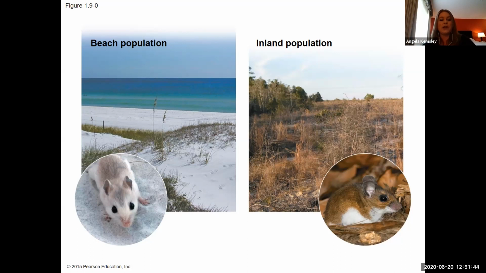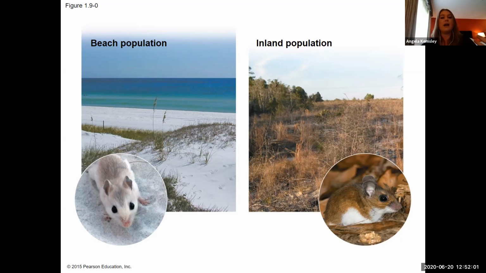So there's your observation. You've noticed that most of the mice that live at the beach in the sand have a white coat, and most of the mice that live inland where it's brown have a brown coat. So then you ask yourself a question. Why do they have different color coats? Is that related to the environment?